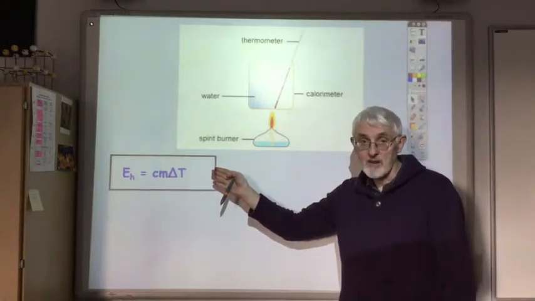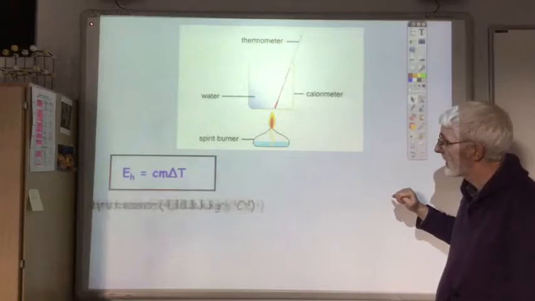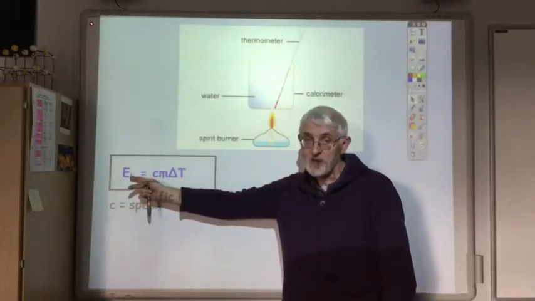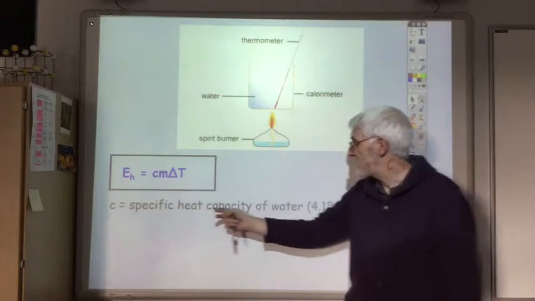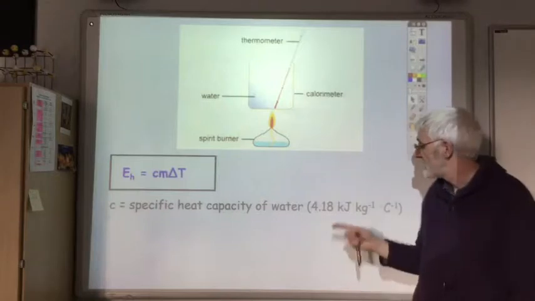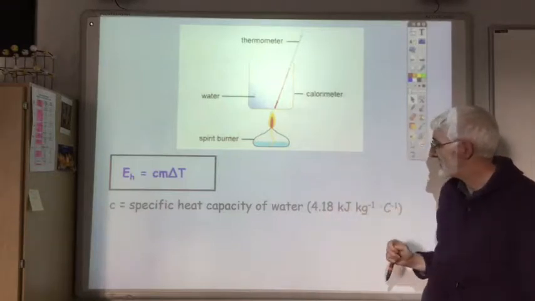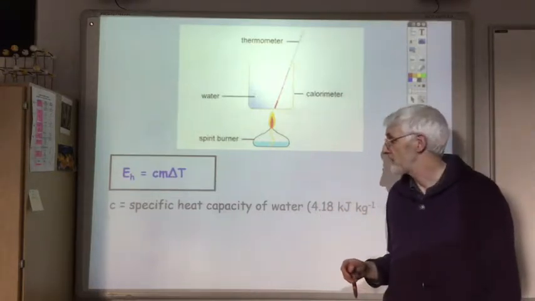Now this equation can be found in the formula page of your data book. So EH is the heat energy produced by the combustion of the fuels. C is the specific heat capacity of water. It's got a value of 4.18 kilojoules per kilogram per degree centigrade, and this value is also given on the same page of the data book.